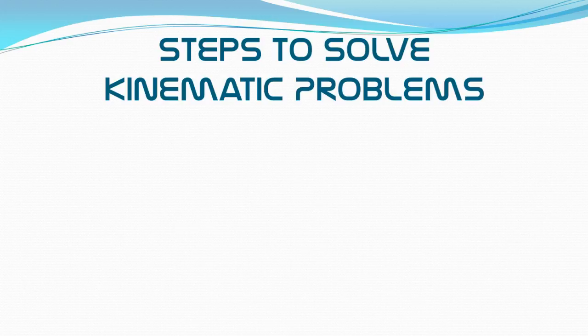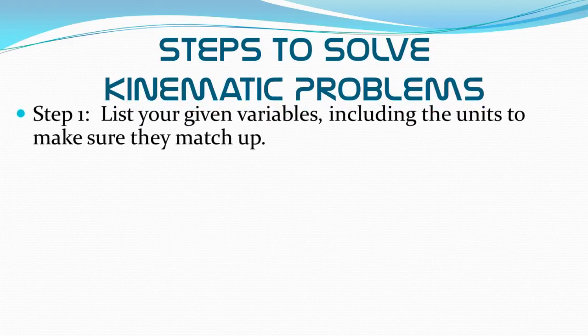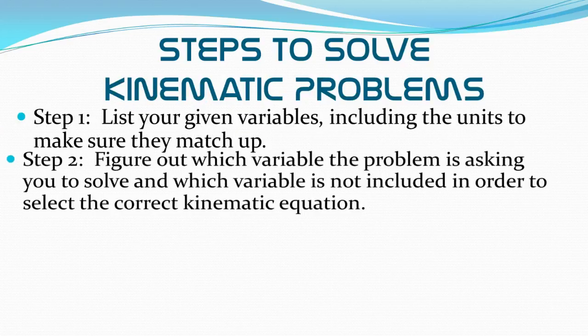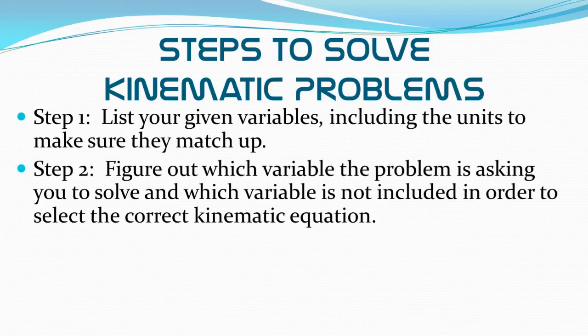Finding the proper equation and setting up your given information is only part of the process for solving a kinematic equation problem. Step 1, list your given variables, including the units to make sure they match up. If I'm looking for displacement, I want to make sure the value that has meters is put in the right place. Step 2, figure out which variable the problem's asking you to solve and which variable is not included. This helps you select the correct kinematic equation.